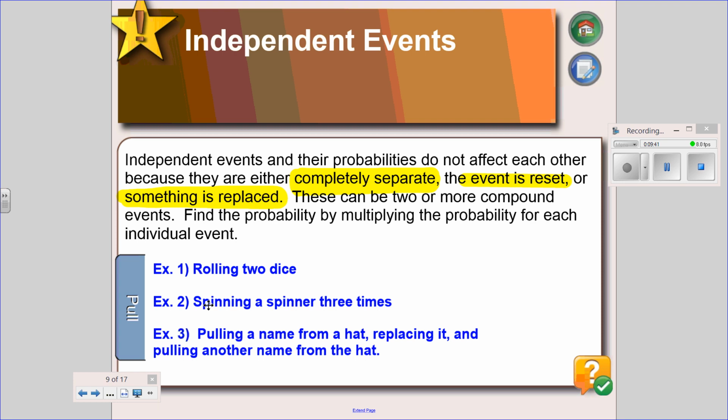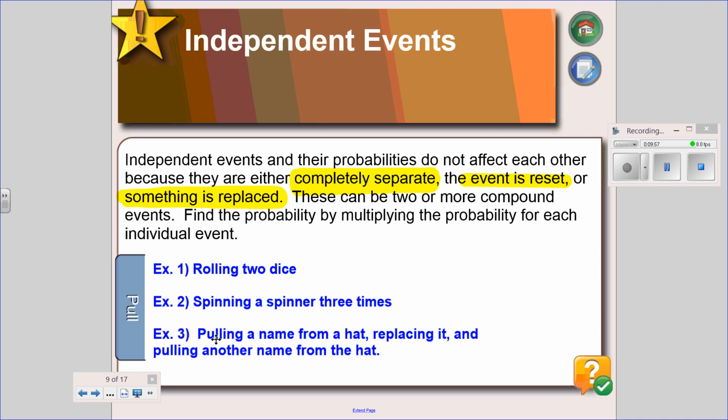The outcome on the first does not affect the outcome on the second. Spinning a spinner 3 times, the spinner does not care what happened the first time, second time, or third time. If you got 1 three times in a row, you are still just as equally likely to get the number 1, whatever that might be.